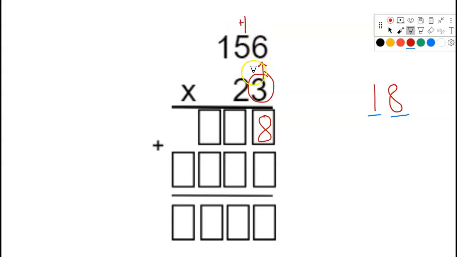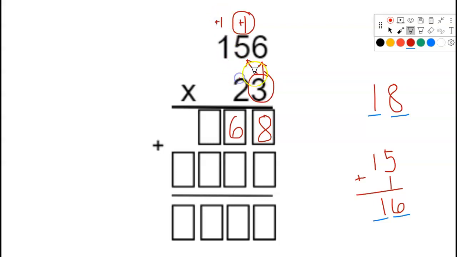All right, 3 times 5 is 15. But I have to add that little 1 there. 15 plus 1 gives me 16. Okay, so I put 6 in the bottom spot here. And then the 1, there's somewhere to carry it, right? I can carry it up here over above this 1 in the next place value.